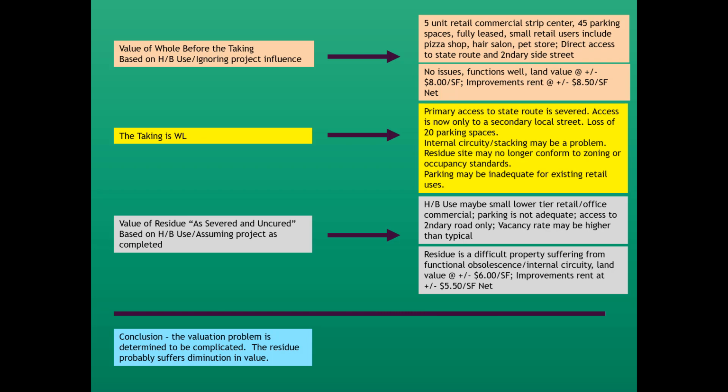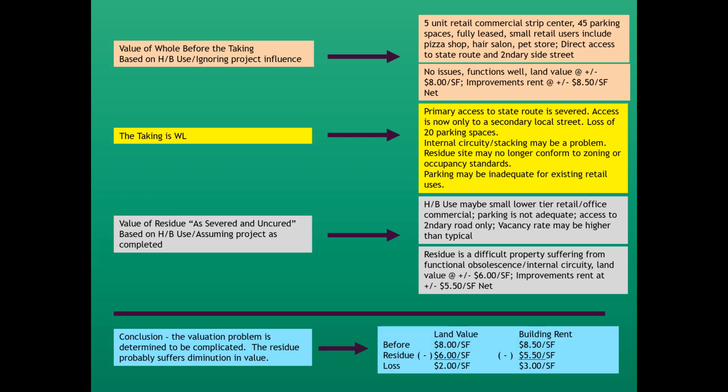So, conclusion, the valuation problem is determined to be complicated. The residue probably suffers a diminution in value, and that can be measured. For example, if the land value before was $8 a square foot and the residue, it's now $6 a square foot, there's a diminution or a loss of $2 a square foot in land. And building, before it rented at $8.50 a square foot. Now for the residue, it's renting at $5.50 a square foot. That's a diminution or loss of $3 a square foot.